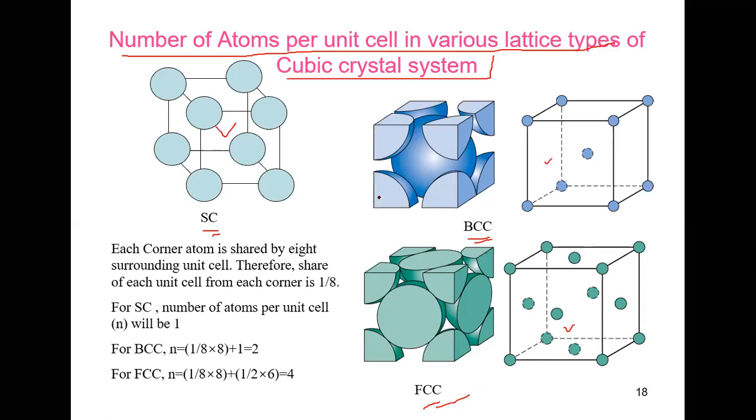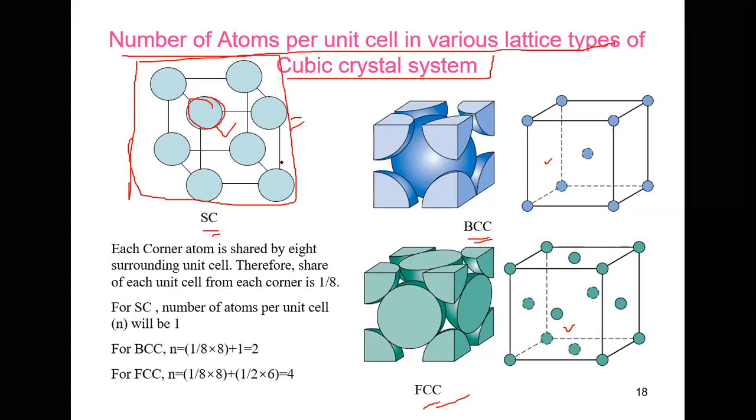Now our task is to find out the number of atoms per unit cell. So this is a little bit tricky. The choice of unit cell is arbitrary. We choose the unit cell. So when you draw the unit cell, in normal vision, it will appear to you that the number of atoms is 8, one at each of the 8 corners. Actually, this is not the case because each corner atom is shared by other unit cells as well.